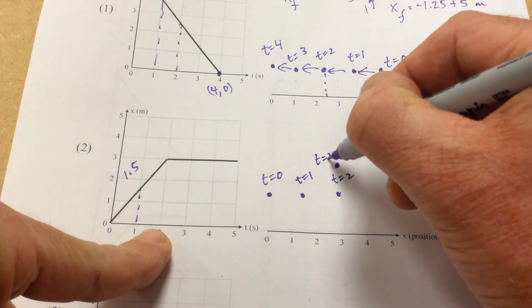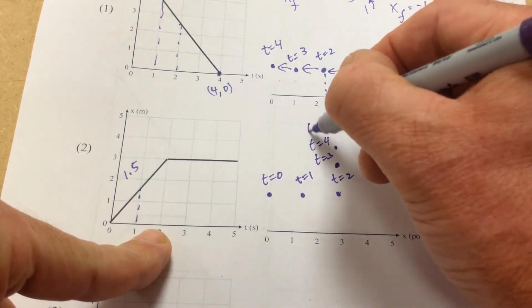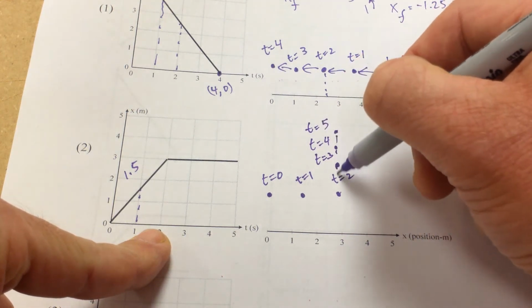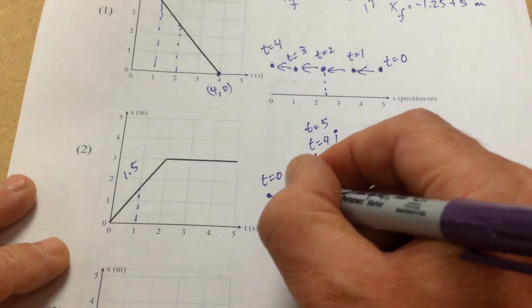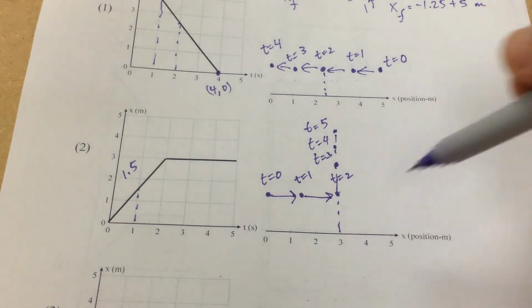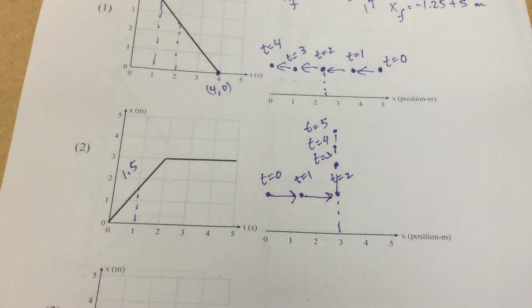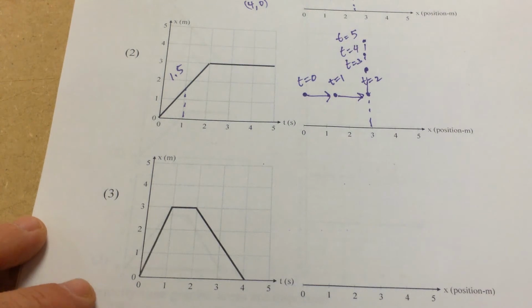Now, at 2 seconds, the object rests. So we can't really put the dot right on top there, so we can put it above there. So at 3 seconds, t equals 4 seconds, and t equals 5 seconds, the object is at the same position, 3 meters. The object rests there. So we can draw a couple of arrows. Then we don't need any more arrows because the object's not moving. Okay? Does that make sense? I hope you're getting this. We can do the same thing here.